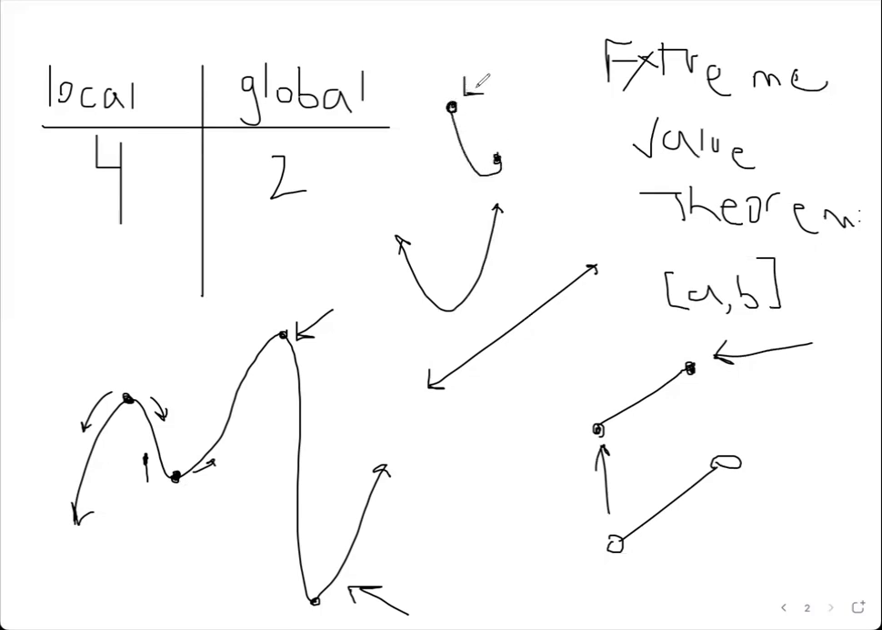The maximum, the global maximum is this, while the global minimum is actually not an endpoint. So it doesn't have to be the endpoints. It doesn't have to be the critical points. It could be either. That's the extreme value theorem.